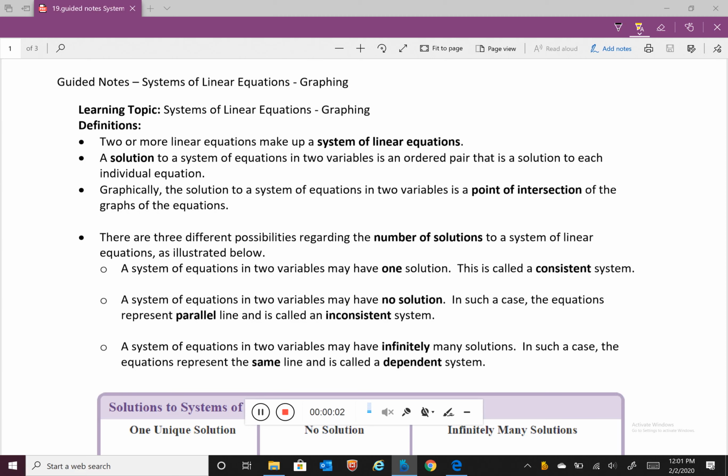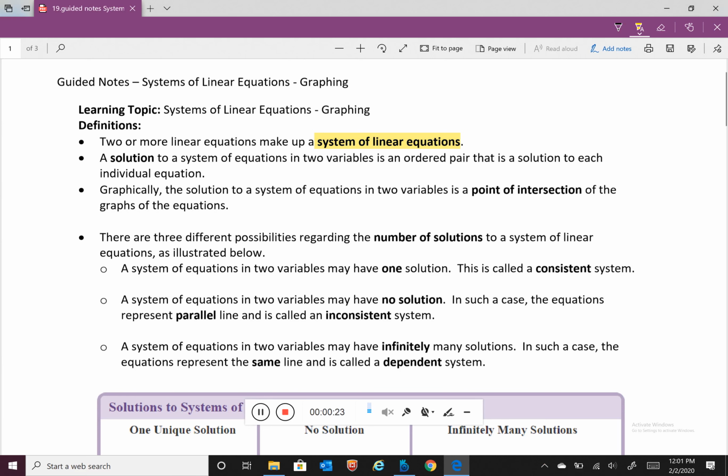We are going to be looking at systems of linear equations, and the first method that we will be focusing on is graphing. First, a few definitions.